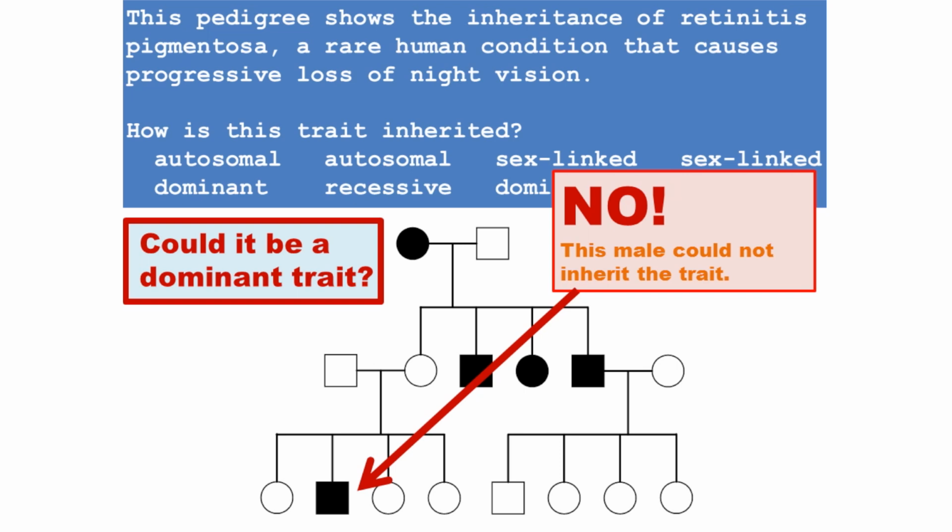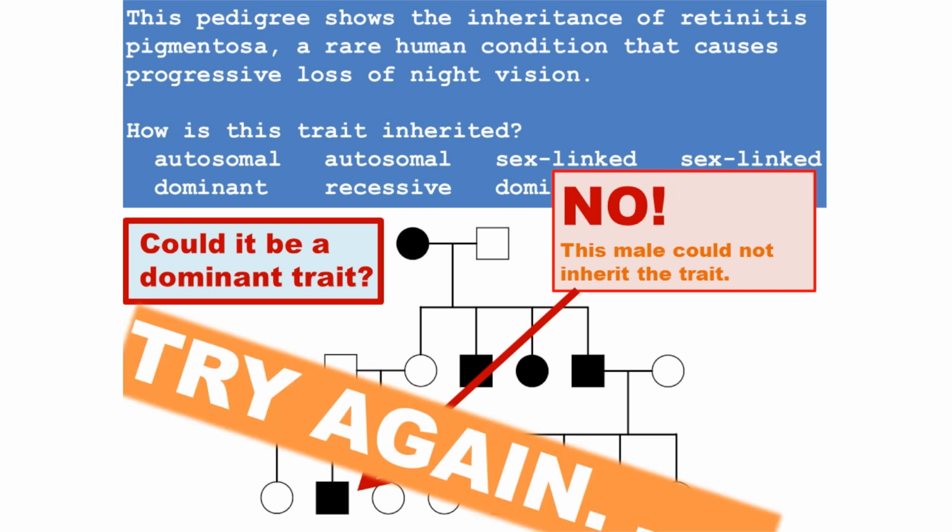Had to get it from its mother or father. But if its mother or father had a dominant allele, they'd show the trait. And yet both of them are white, so they don't have the trait. Therefore, there's an internal contradiction if it were passed on as a dominant trait. So we get to rule that out. And it means back to the drawing board.